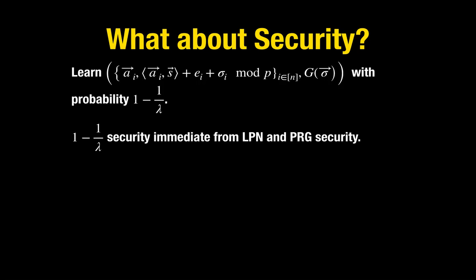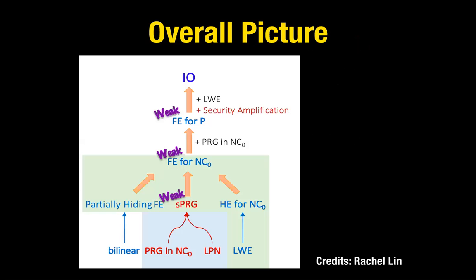Therefore, we can argue 1 minus 1 by lambda security immediately from LPN and PRG security in just the way that I told you. Okay, so this lets us construct a weakly secure structured seed PRG, and then you have this overall picture which shows that once you have this weakly secure SPRG, you can go all the way up to IO. This is what Rachel talked about in step 2. And that kind of concludes the overall picture. So that's it. That lets you get IO from these 4 assumptions: the standard assumption on bilinear maps, that is the SXDH assumption, PRGs in NC0, LPN, and LWE. Okay, so yeah, that's where we are.